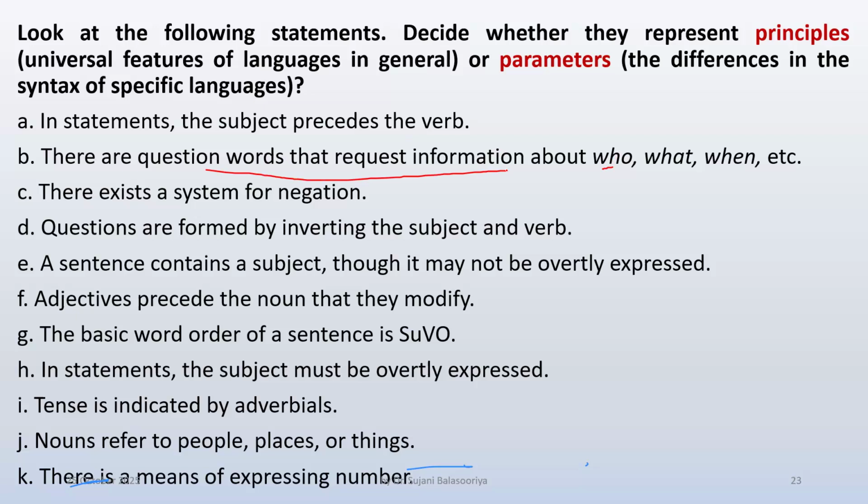Next one: there exists a system for negation. Negation means expressing no. So there exists a system of negation. Now here we don't say what the system is. What type of system is not mentioned here. We say there exists a system for negation.